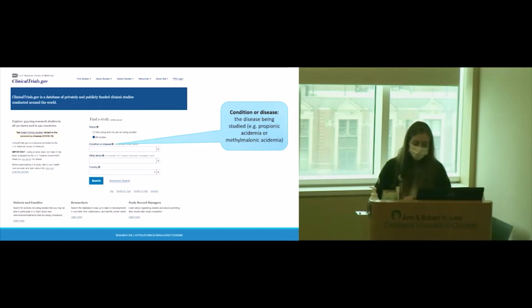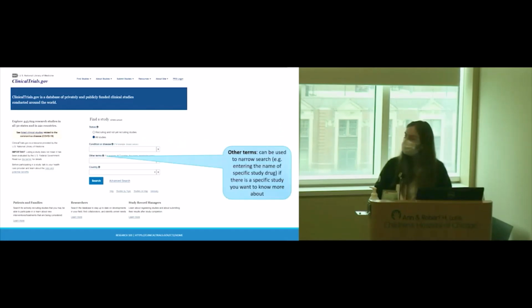The next piece here is the condition or disease being studied. So this is where you would type in propionic acidemia or methylmalonic acidemia to filter for clinical trials that are specific to the diagnosis that you're looking for. You can also include some other terms to help narrow down your search. This might be including a specific study drug. So if you've talked with another family or talked with your healthcare provider and are looking for more information about a specific study drug that you heard about, you could type that in here, or just other things that might help narrow down your search.